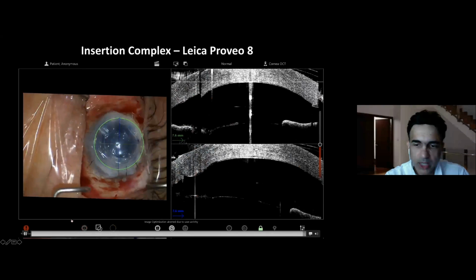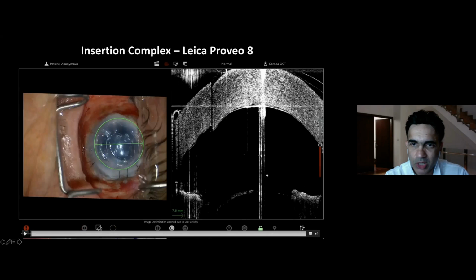And this is at the end of the case. You see how shallow the anterior chamber is, and the DMEK graft is nicely stuck up against the back of that tissue.